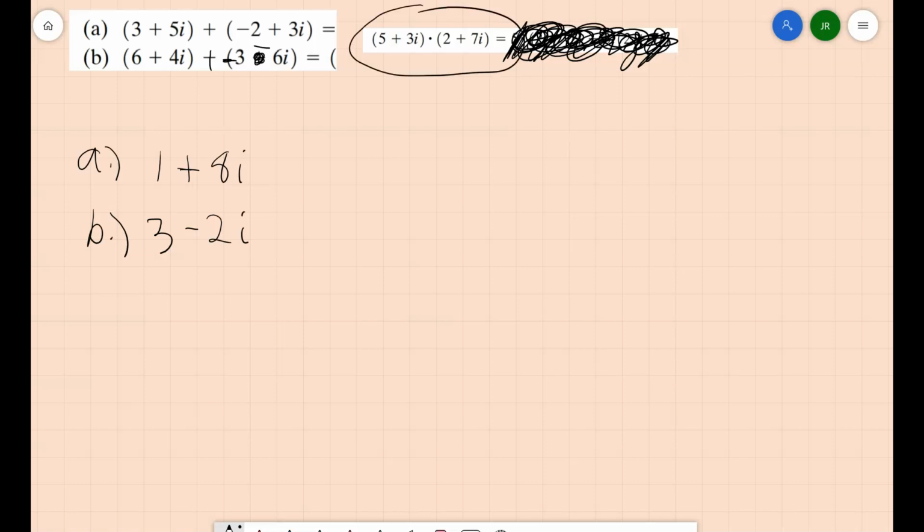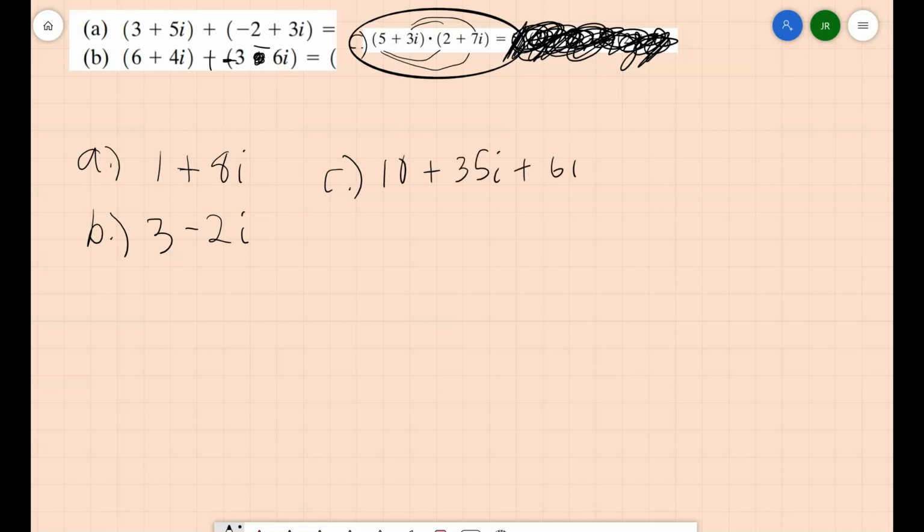All right, this is an example of multiplication. 5 plus 3i times 2 plus 7i. We have to FOIL this out, or, as I like to call it, double distribute. So I'm distributing the 5, and I'm distributing the 3i. All right, so let me call this part C. So part C: 5 times 2 is 10, 5 times 7i is 35i, 3i times 2 is 6i, 3i times 7i is positive 21i squared.